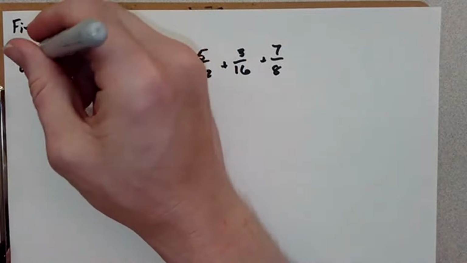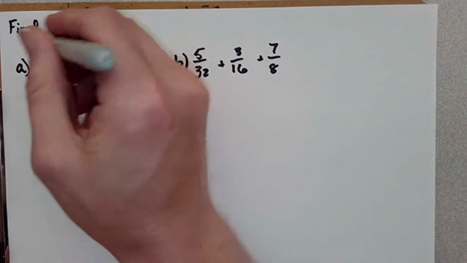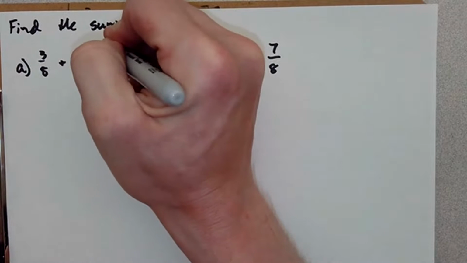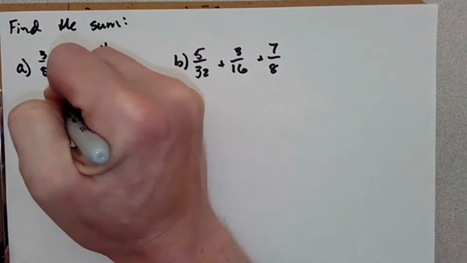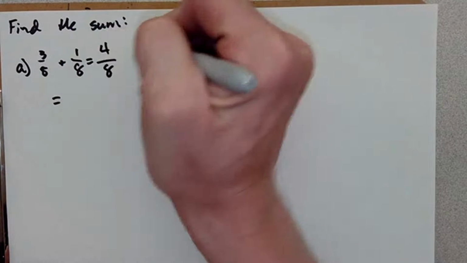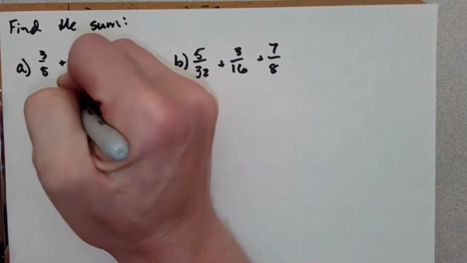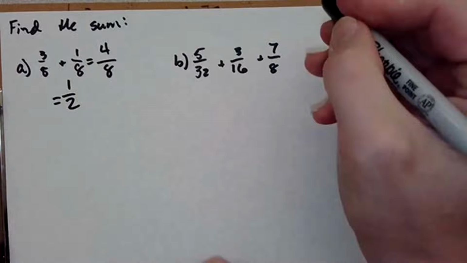3/8 plus 1/8, we can just add across because we have the same denominators. So 3 plus 1 is 4 over 8, and we know that that simplifies. If we divide 4 by 4 and 8 by 4, we get 1 over 2, or 1/2.